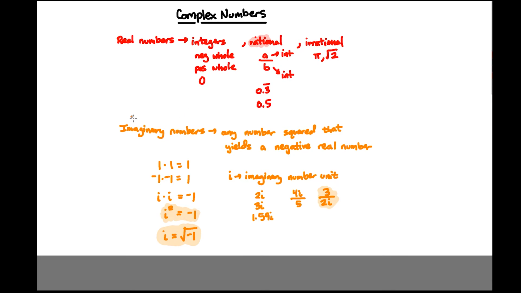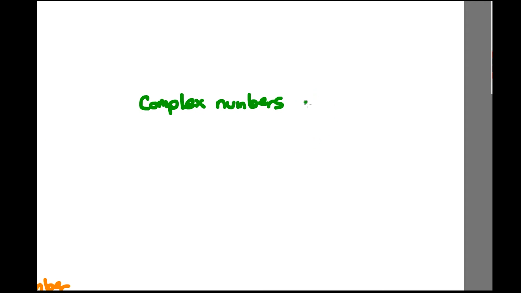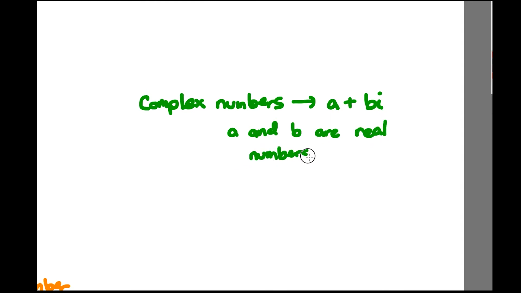Now we're going to go over what complex numbers are. Okay, so a complex number has the form of a plus b times i. Now, if you remember before, I said complex numbers are any number that has a real number part and an imaginary number part. So if you notice right here, we have a and b, and a and b are real numbers. So if a is a real number, then you have the real number part, and then b is a real number times an imaginary number. That means this part right here is the imaginary part, and this part right here is the real part.